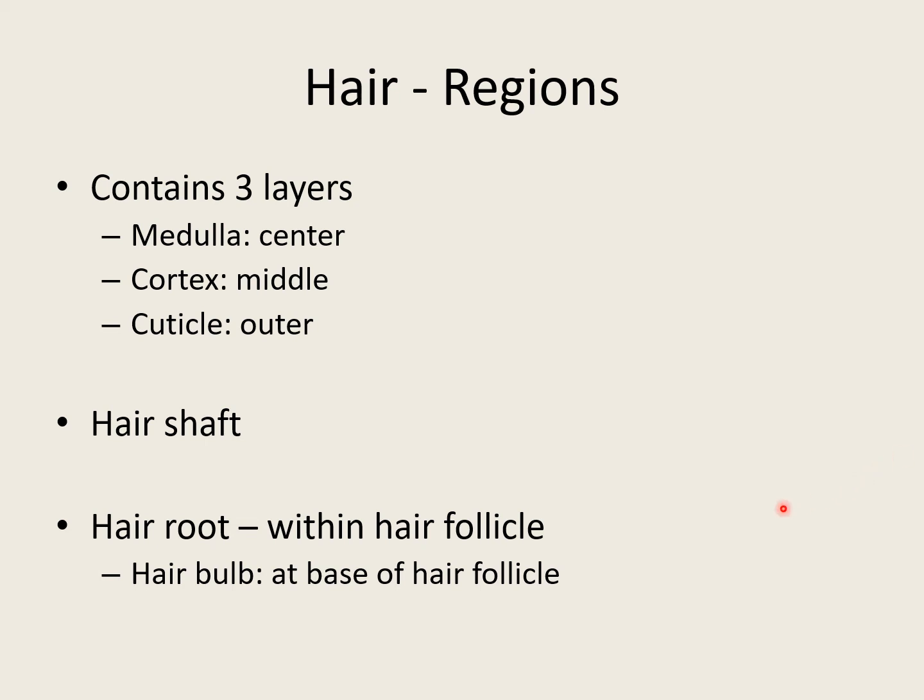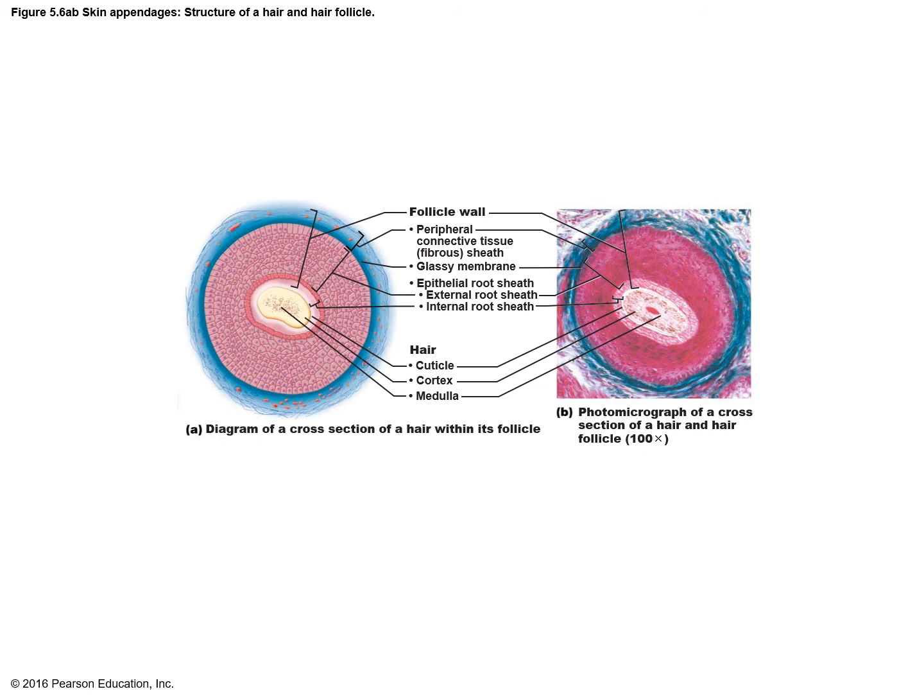The hair has different regions or layers: the medulla, the cortex, and the cuticle. Just something to keep in mind, because you're going to see this throughout your studies of A&P: when you see medulla and cortex, the medulla is usually going to be the center, and the cortex is going to be outside, surrounding the medulla. And in this case, you do have the cuticle. You have the hair shaft and the hair root. The hair bulb is at the base of the hair follicle. So this is a cross-section of a hair with its follicle.